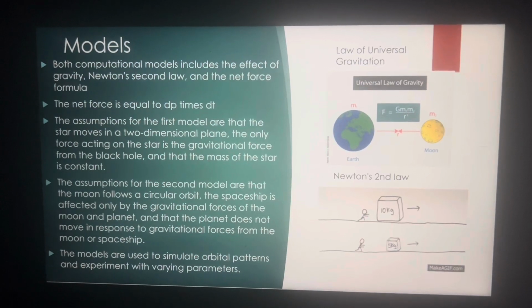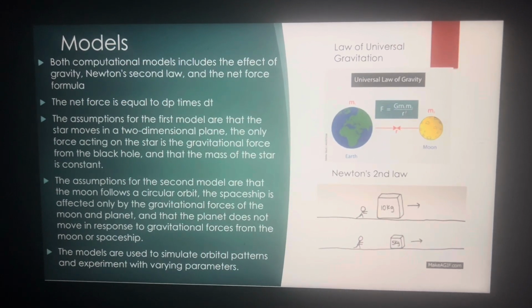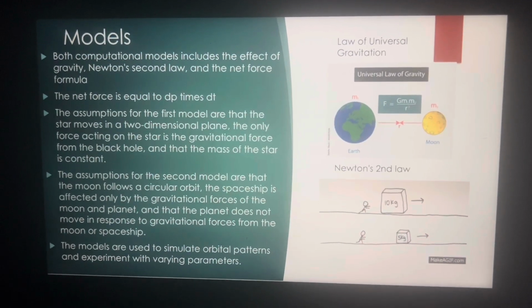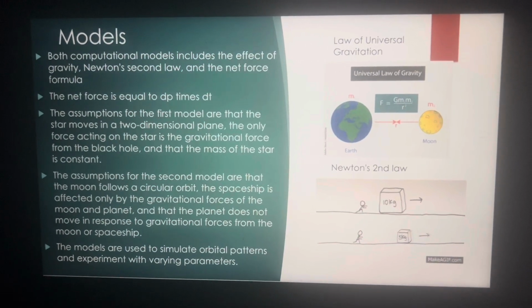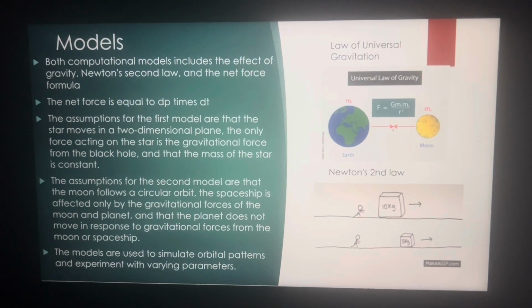The assumptions for the second model are that the moon follows a circular orbit, the spaceship is affected only by gravitational forces of the moon and the planet, and that the planet does not move in response to gravitational forces from the moon or the spaceship. The models are used to simulate orbital patterns and experiment with varying parameters.